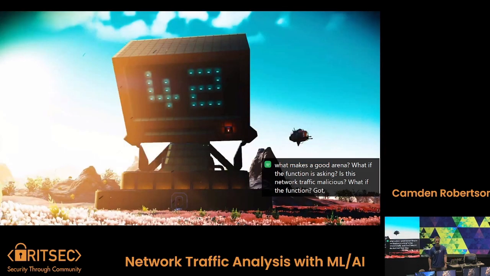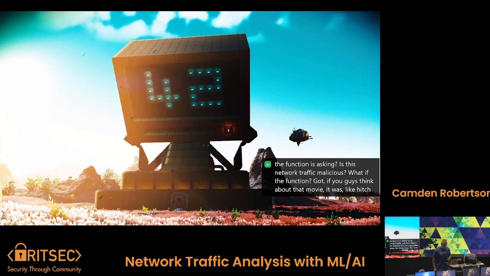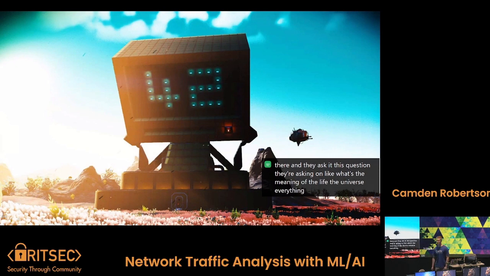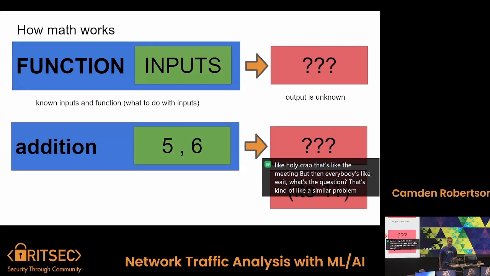Now, if you guys think about that movie, it was Hitchhiker's Guide to the Galaxy. There's this crazy supercomputer in there, and they ask it this question. They're asking, what's the meaning of life, the universe, everything? And it says 42, and everybody's freaking out because holy crap, that's the meaning. But then everybody's like, wait, what's the question of life? And it doesn't tell them. It's really messed up. But that's kind of a similar problem to what we have, right?